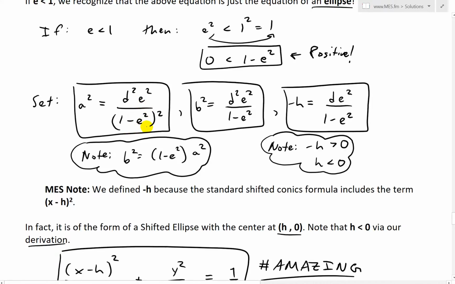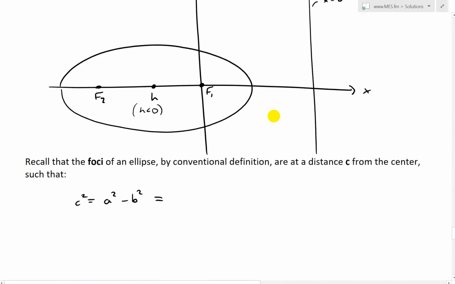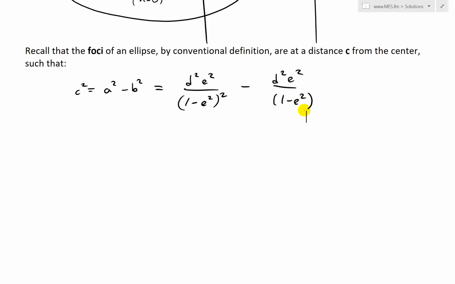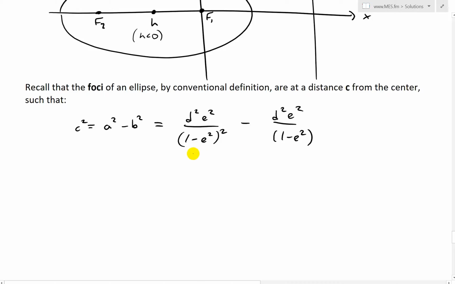And now if we apply what we've set here, a squared equals d squared e squared over (1 minus e squared) squared. So d squared e squared over (1 minus e squared) squared, minus, and then b squared is just going to be d squared e squared over 1 minus e squared. Again, if we want to combine these, we've got to get the common denominator. So I'm going to multiply top and bottom by 1 minus e squared over 1 minus e squared, so it gets the square there.